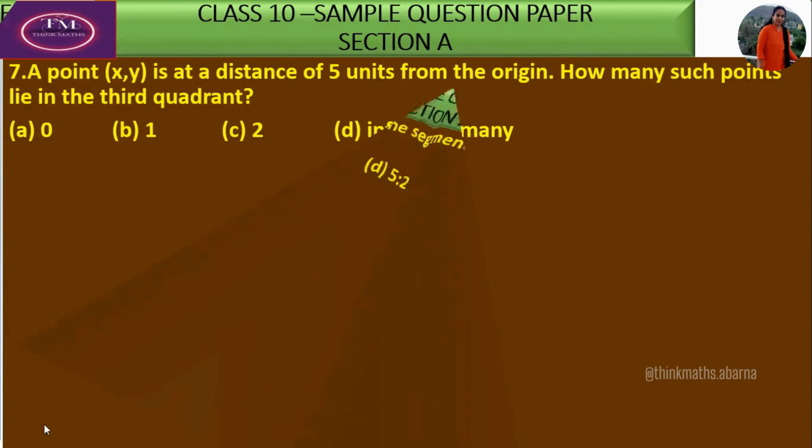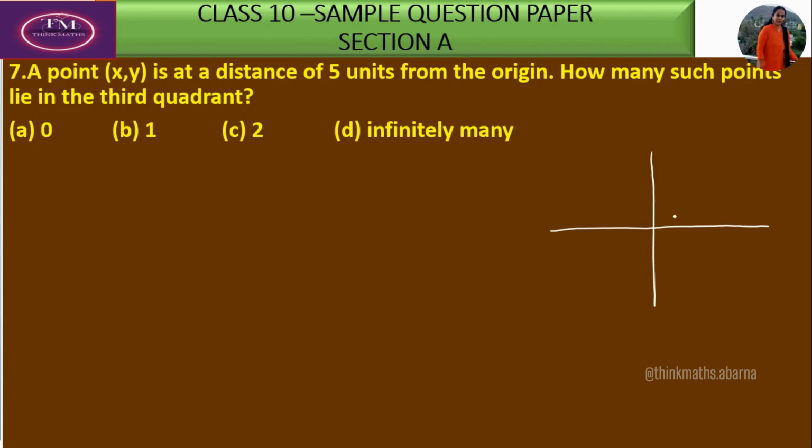So moving on to the seventh question. A point (x, y) is at a distance 5 units from the origin. How many such points lie in the third quadrant? So what is the question here? There is a quadrant. From the origin, there is a point (x, y) at a distance of 5 units. We have to find how many such points lie in the third quadrant.